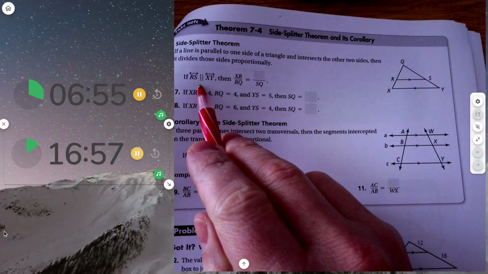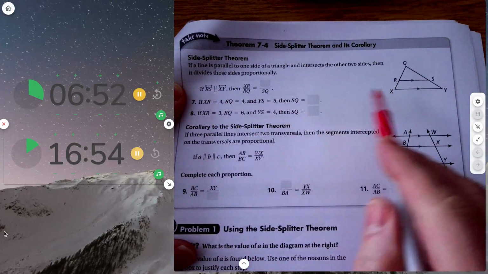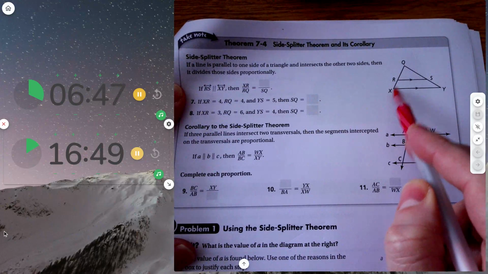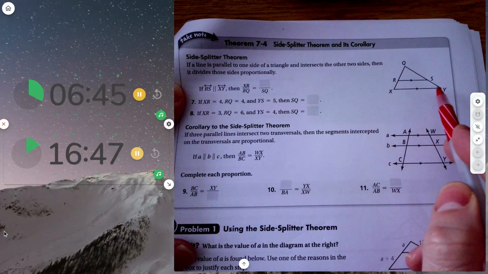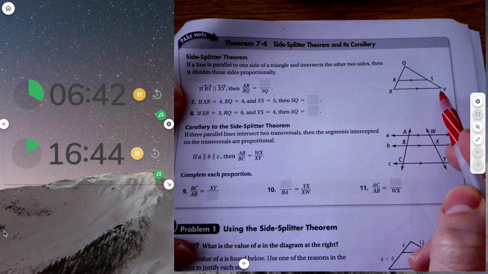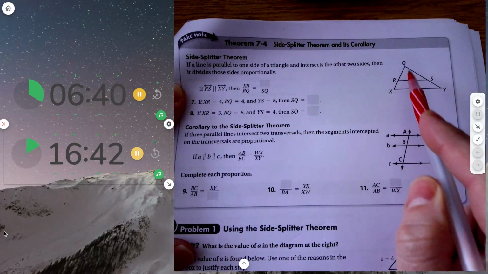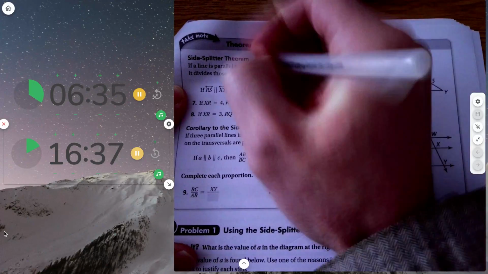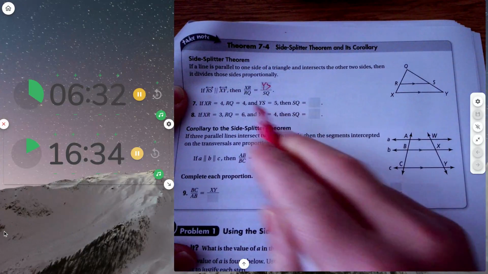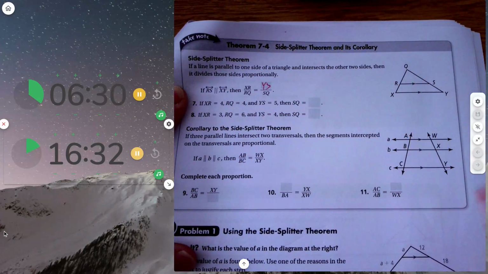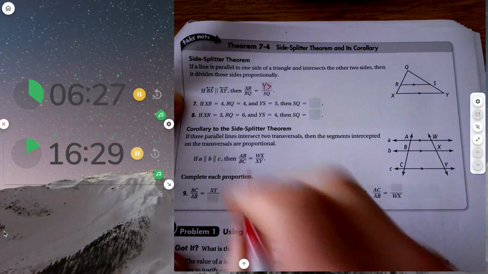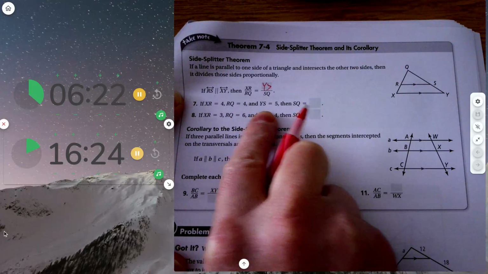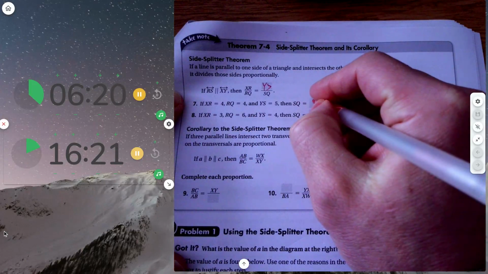That's what that's saying. It's saying it divides this side proportionally to this side. So if line RS is parallel to XY, then the relationship of XR to RQ is going to be the same as YS relative to SQ right there. So if XR equals 4, RQ equals 4, and YS equals 5, okay, then SQ is also going to equal 5.